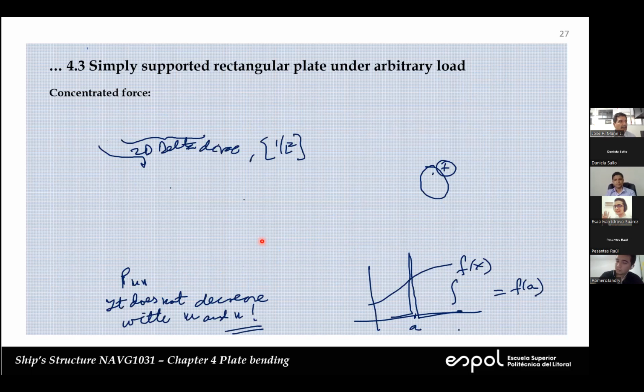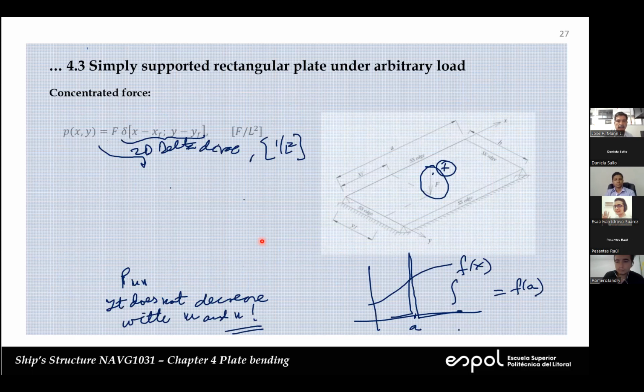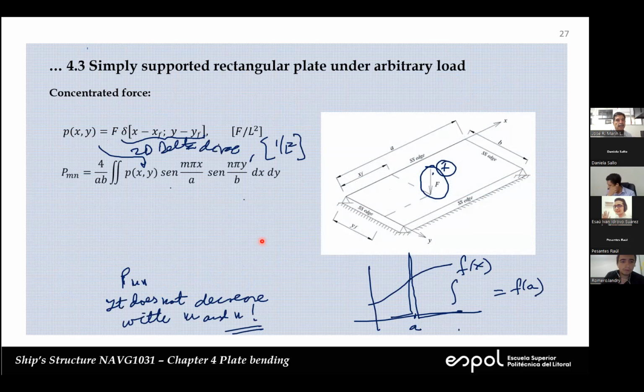Okay, now the other type of loading that we're going to have here is the concentrated forces. In this case we use a Dirac delta function, but this is a 2D problem, so this is a Dirac delta in x and y. The Dirac delta has units of 1 over length squared. If this is a force, the product will give you the correct units. So if we want to calculate PMN, we take this into here.